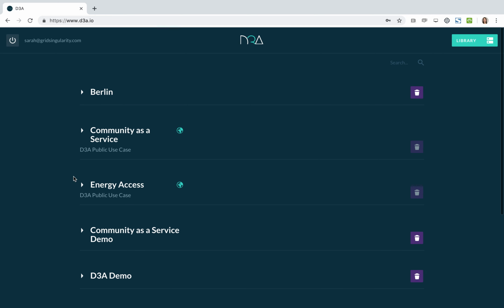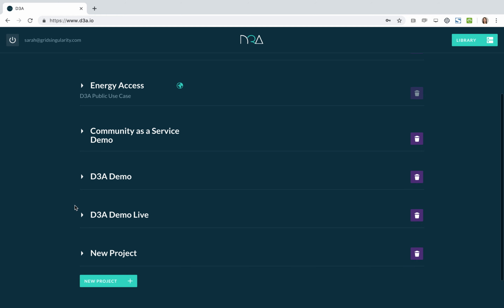And as you can see here, some projects have this symbol, which means they're a public project. So that means that as Grid Singularity, we've created these projects and opened them for the public to look at. So these two projects everyone will have in their homepage when they log in, and then these other projects are ones that I have built.